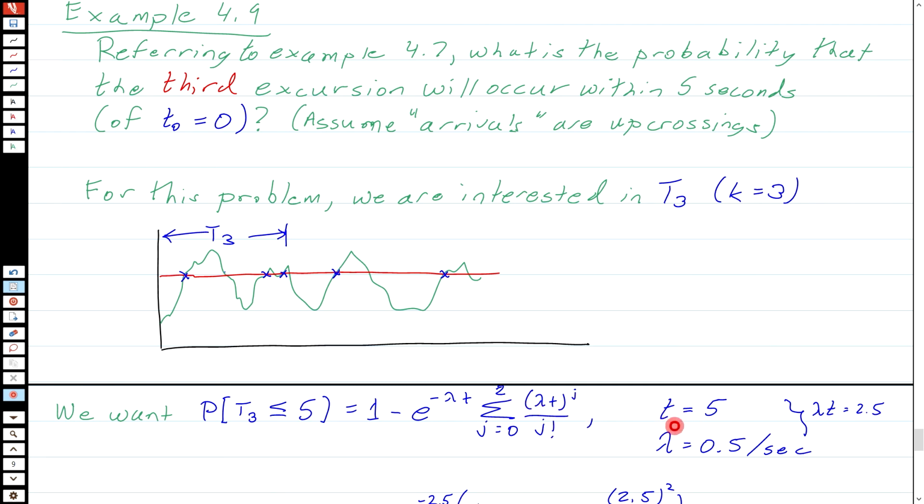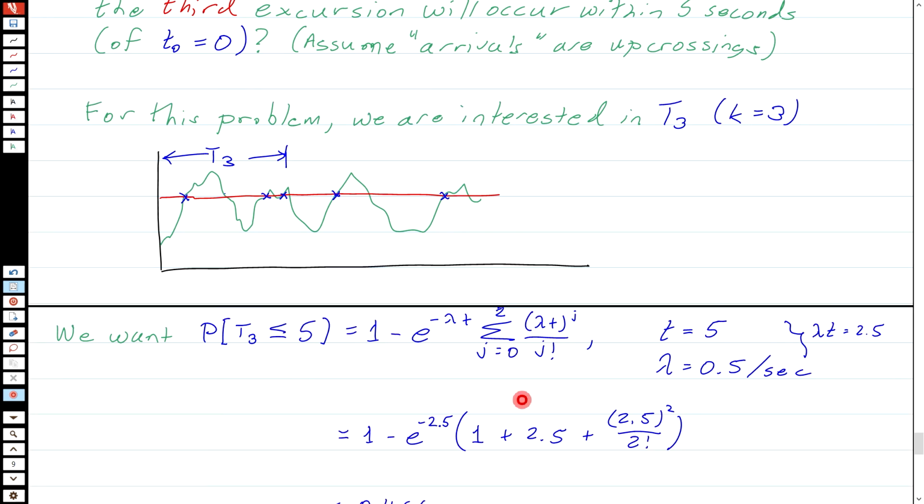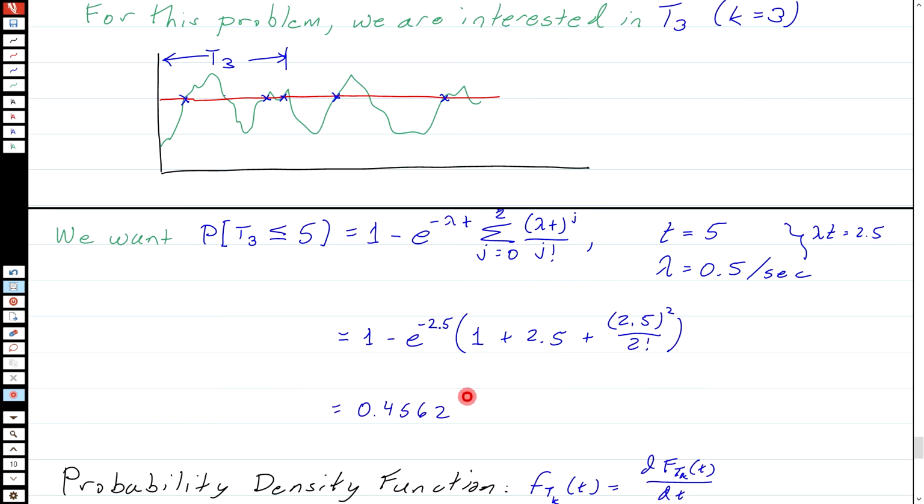We're told t is 5, and we also know lambda is 0.5, so we know everything on the right-hand side; we just have to plug in the numbers. So lambda t is 2.5, and we get 1 minus e to the minus 2.5 times (1 plus 2.5 plus 2.5 squared over 2 factorial). And that gives me 0.4562.